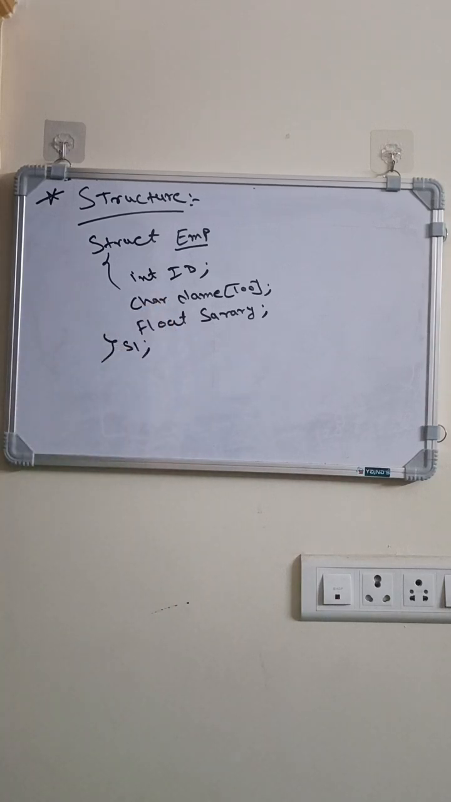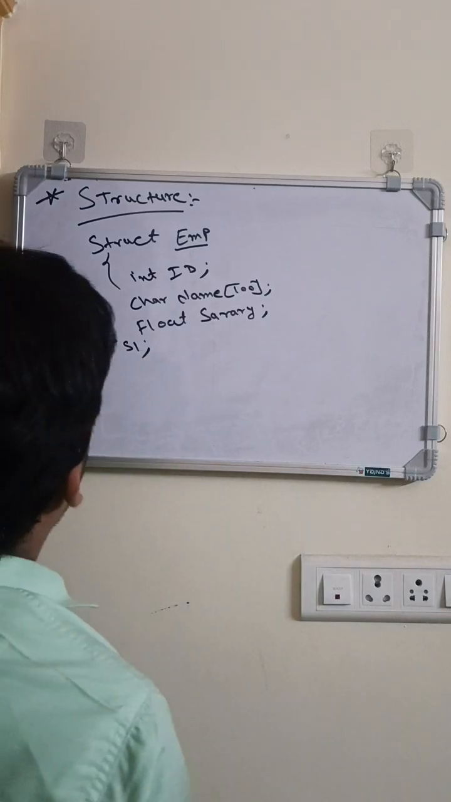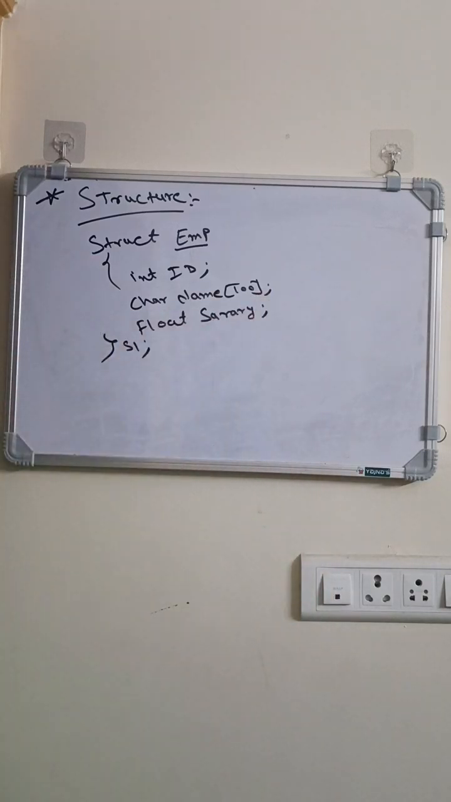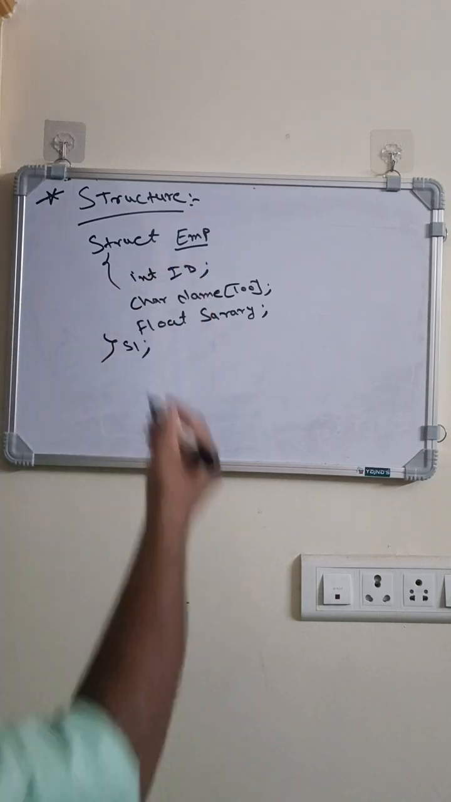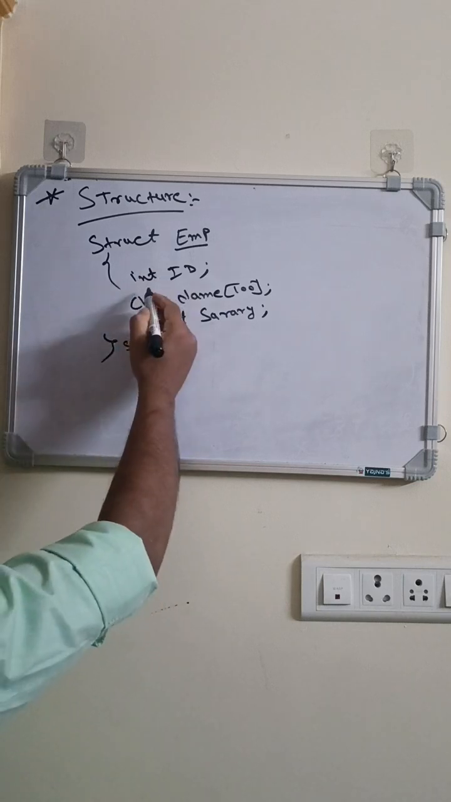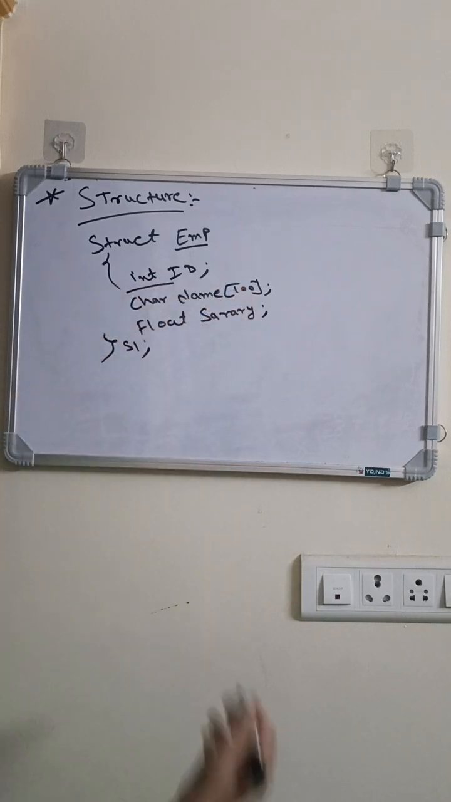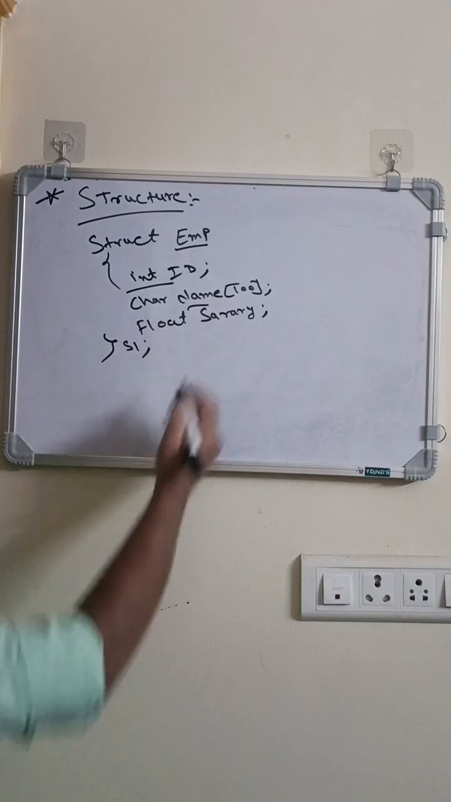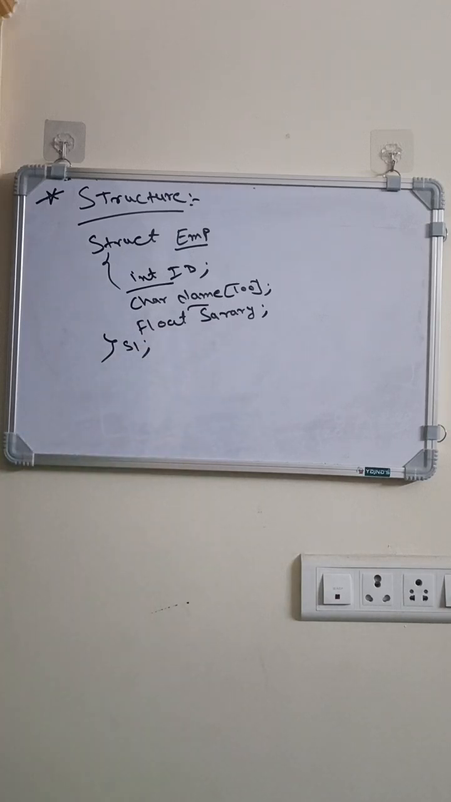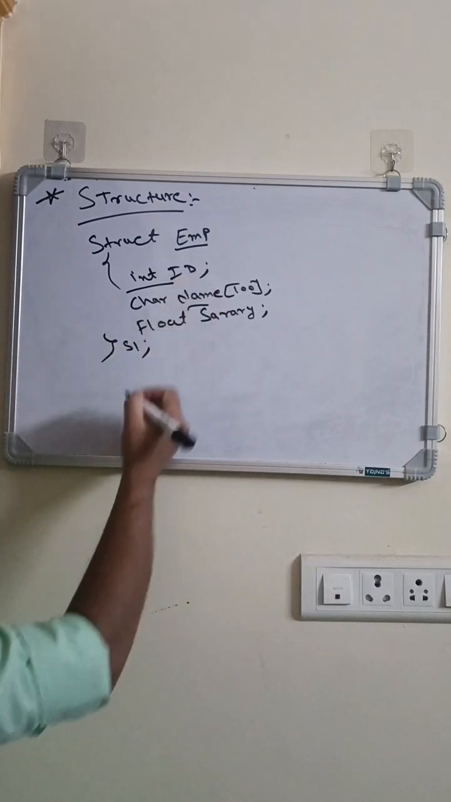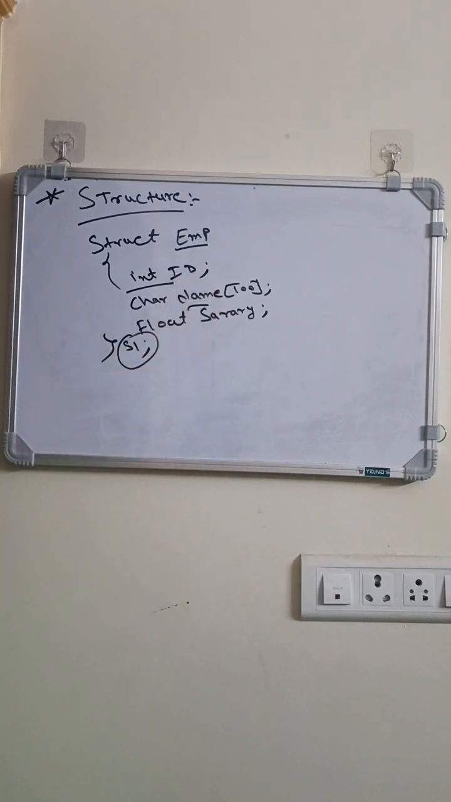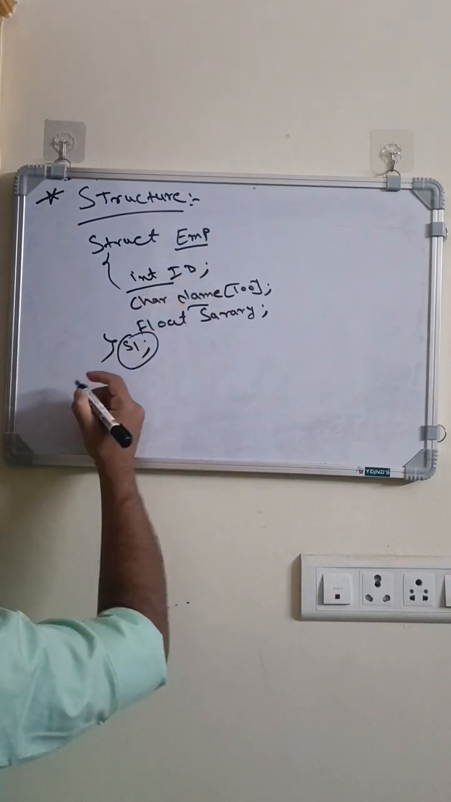Then we have to create an object. This is the declaration of a structure. Here struct is the keyword and employee is the name of the structure, and we gave data: int for id, char for name, float for salary. So how do we access this? First let us declare a variable of the structure type, which we can also call an alias name.